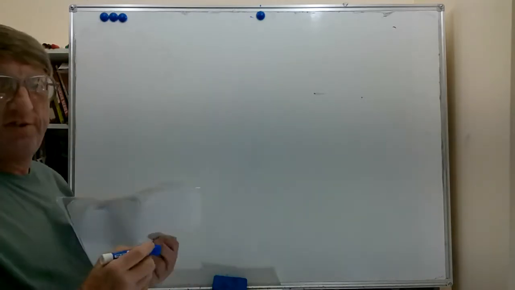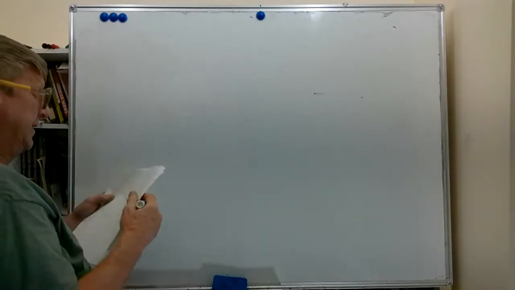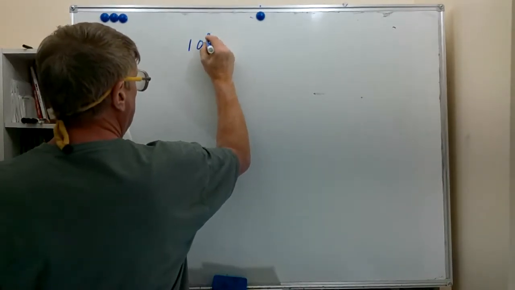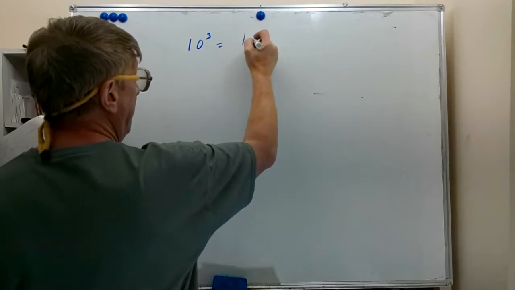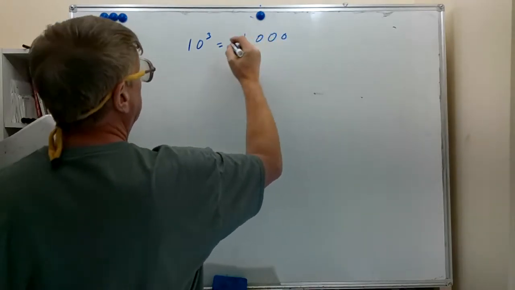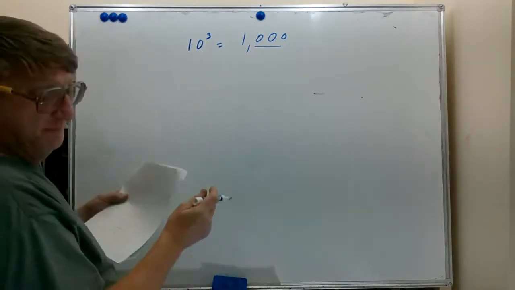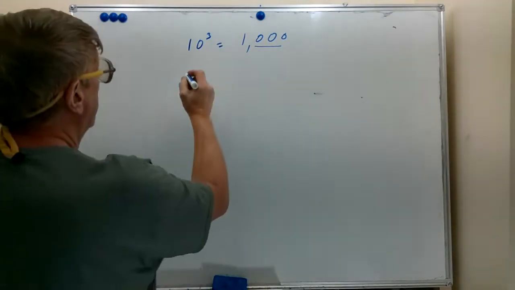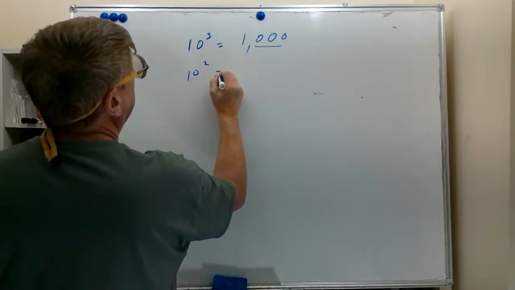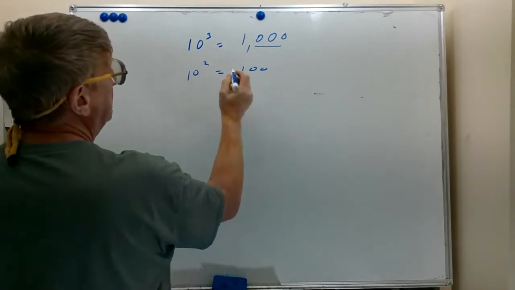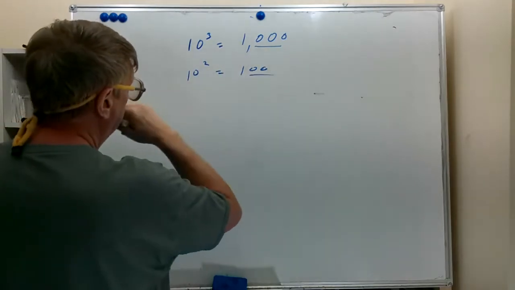You may have noticed, whenever we had positive powers of 10, like 10 cubed, that was equal to 1,000. The 3 matched the number of zeros. 10 squared, 10 to the second power, equals 100. The 2 matches the number of zeros.